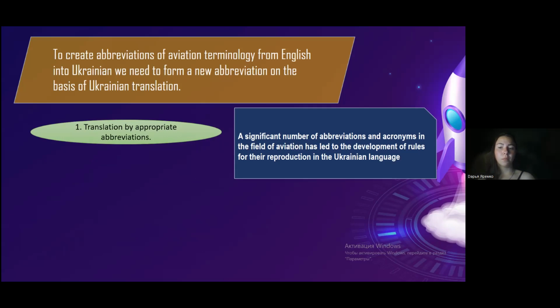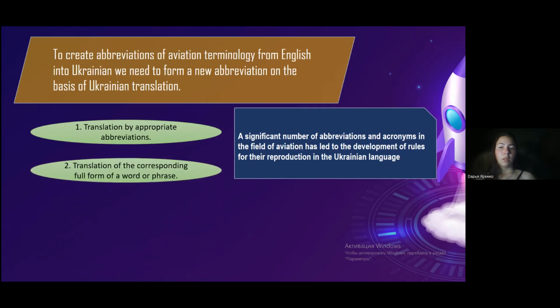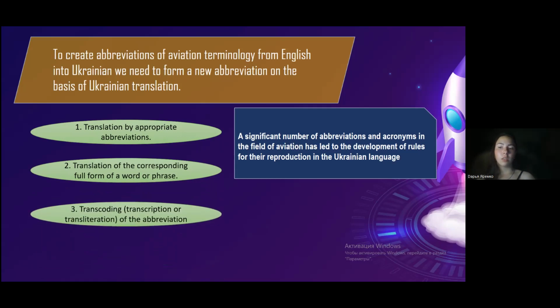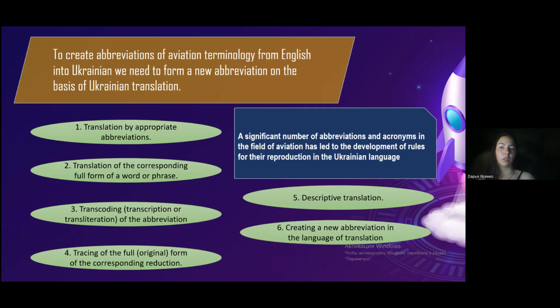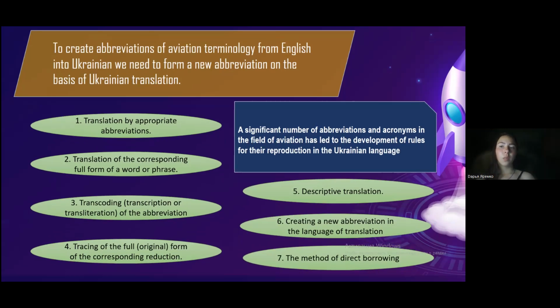The next one, tracing, transcoding, transcription or transliteration of the abbreviation. The fourth one, tracing the full original form of the corresponding reduction. The next one, the descriptive translation. Next one, creating a new abbreviation in the language of translation. Next one, the method of direct borrowing. Next slide. Abbreviations should be noted.